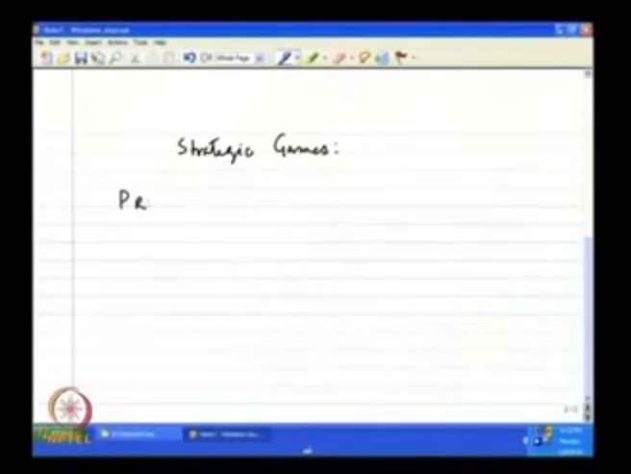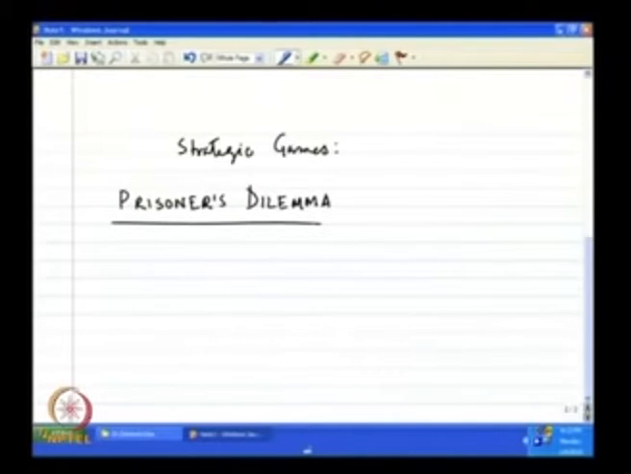While discussing strategic games in an abstract sense, we started out by giving some particular examples, and the first example that we discussed in the previous class was the case of prisoner's dilemma. I have already described the game in the previous lecture. For the sake of continuity, because we shall be referring to this game in this class also, let me just go over it very quickly and briefly.